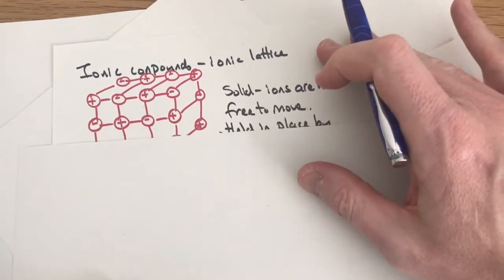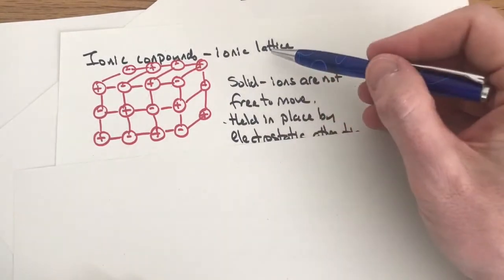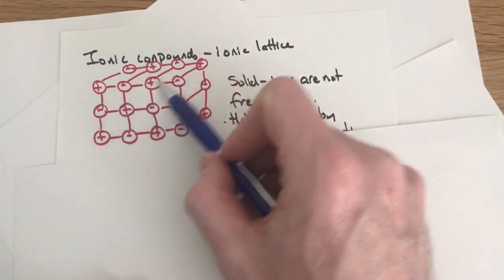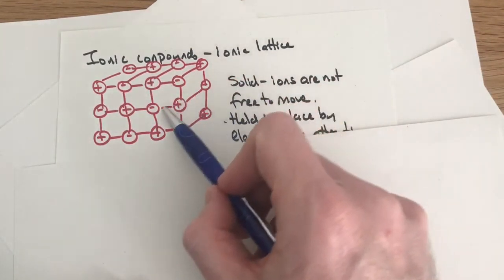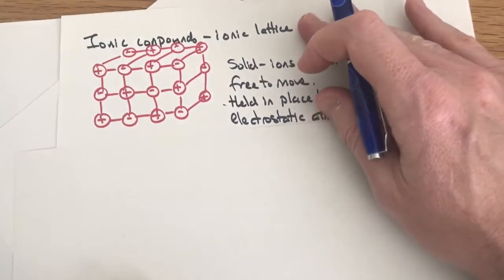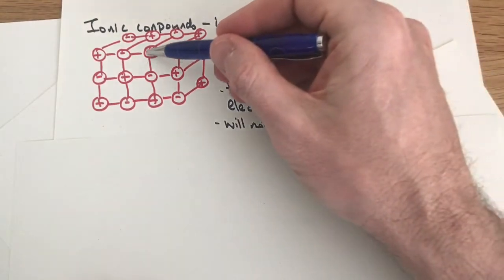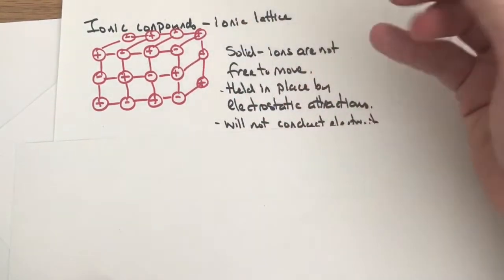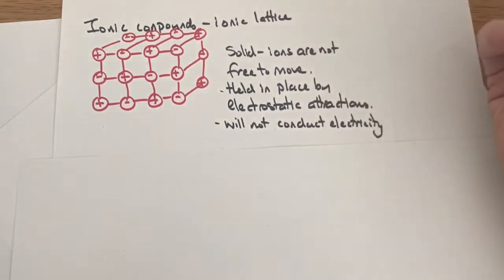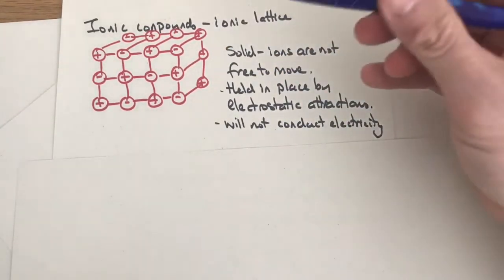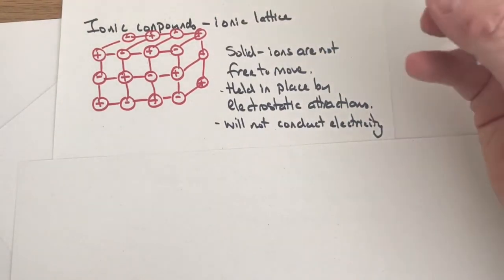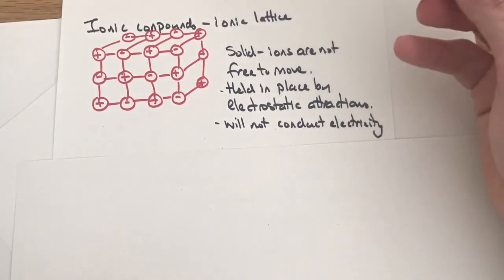You should remember that ionic compounds exist in an ionic lattice. This means they have positive ions, negative ions, positive ions, negative ions to form this structure. Each of the lines in between are the electrostatic attractions, and these electrostatic attractions hold the lattice together, hold the ions in place. This means that as a solid, ionic compounds will not conduct electricity because the ions are not free to move. So the question is, what can we do to allow an ionic compound to conduct electricity?